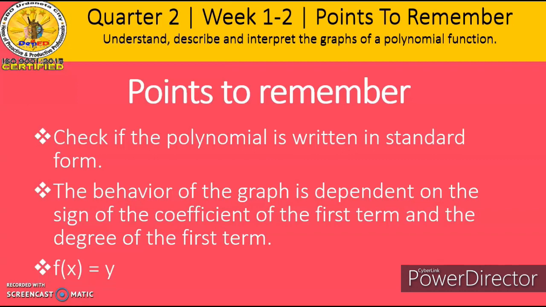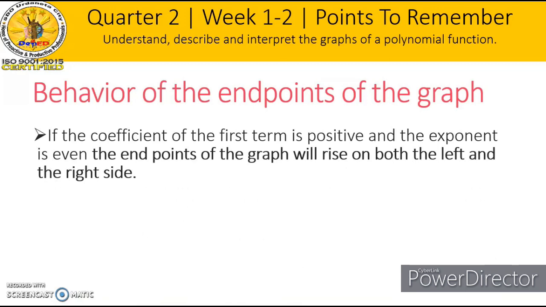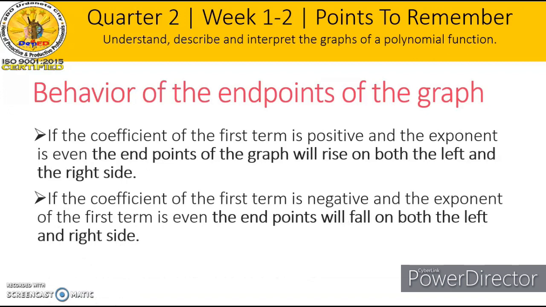Take note also that the function of x is actually y. Now, for the behavior of the endpoints of the graph, we have the following. If the coefficient of the first term is positive and the exponent is even, you should remember that the endpoints of the graph will rise on both the left and the right side of the graph. If the coefficient of the first term is negative and the exponent of the first term is even, the endpoints will fall on both the left and the right side.